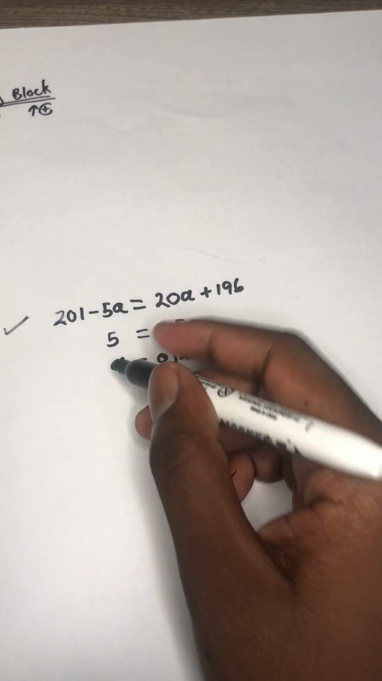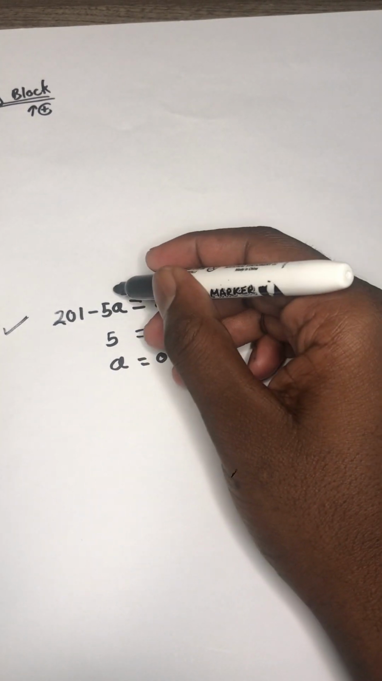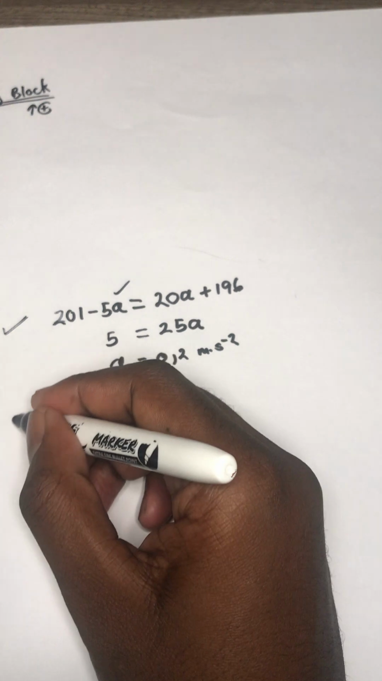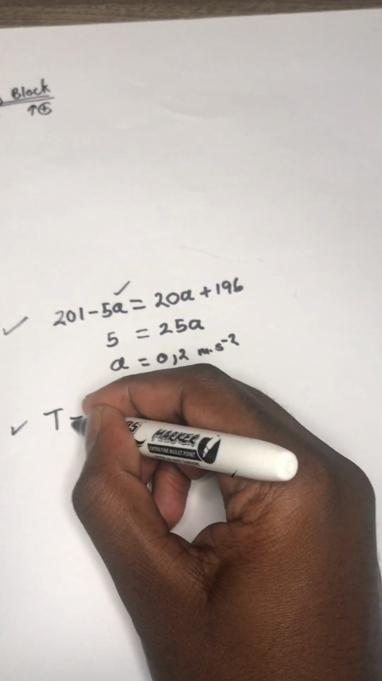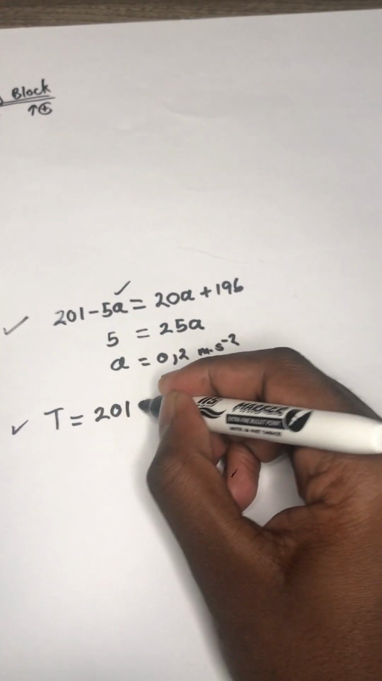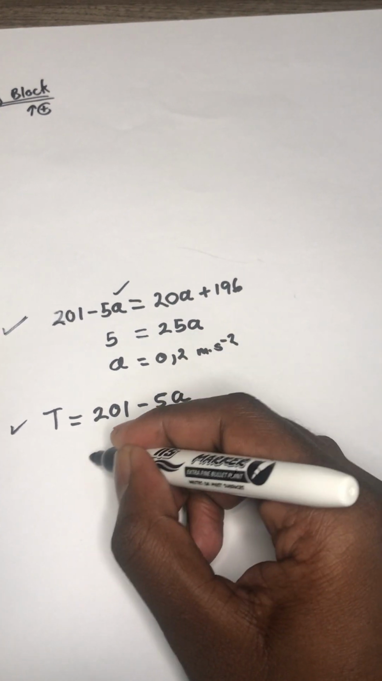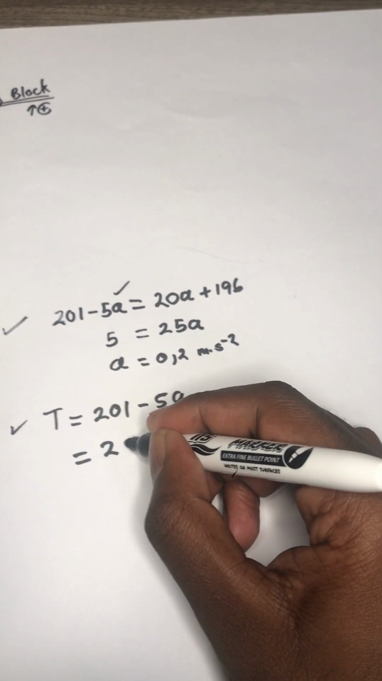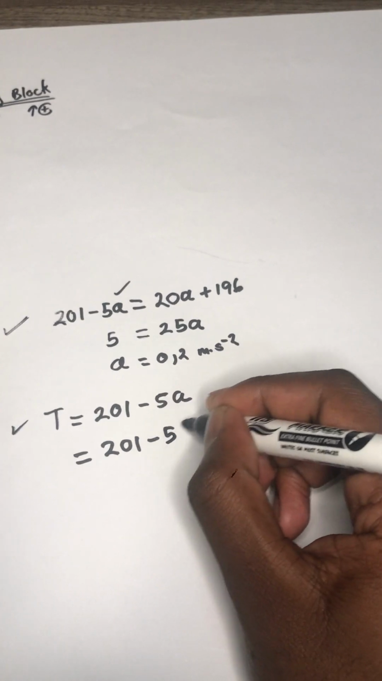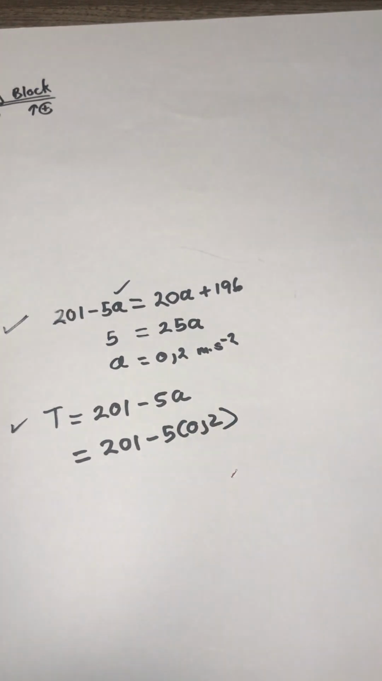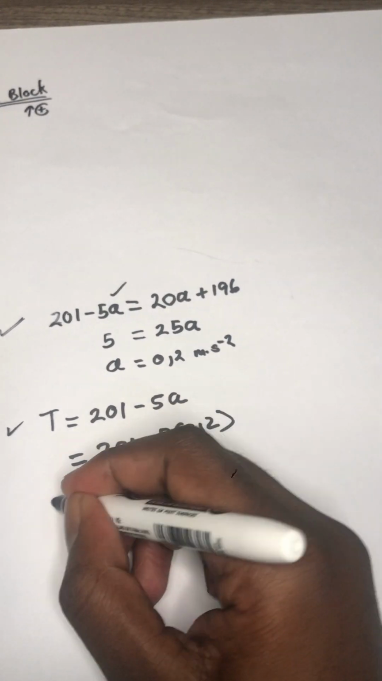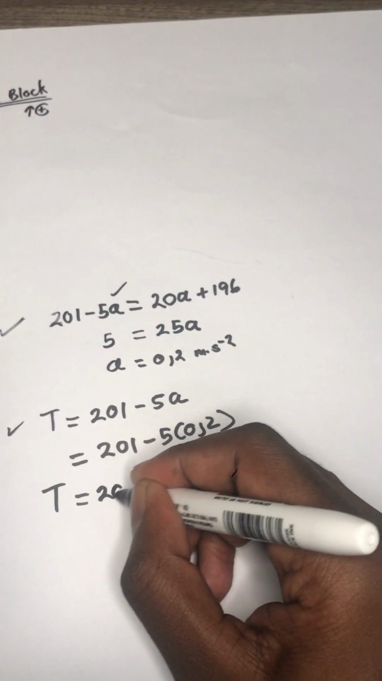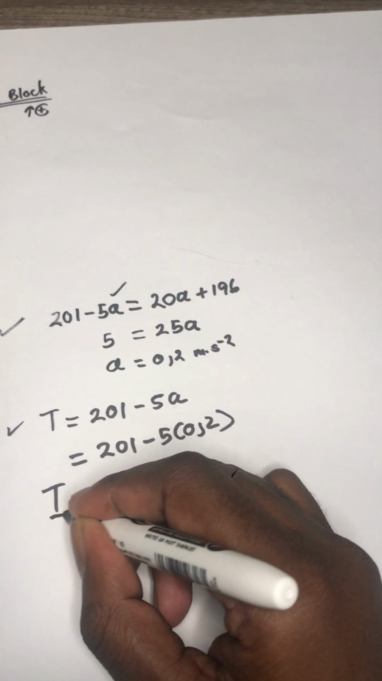Okay, and then how do we get the tension? We can pick any of these equations. Remember we had T1 as 201 minus 5a, so T1 is 201 minus 5 times 0.2. We have a tension of 200 newtons.